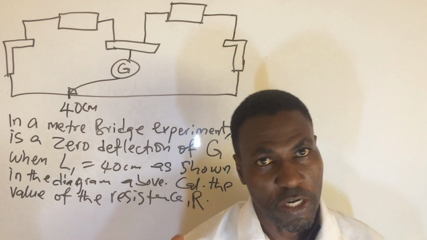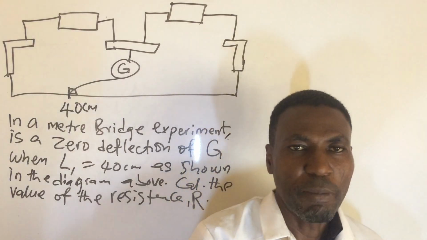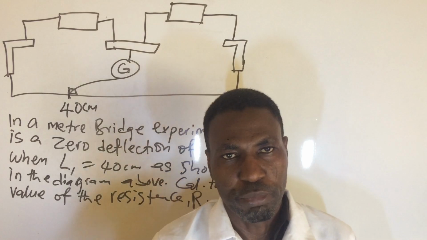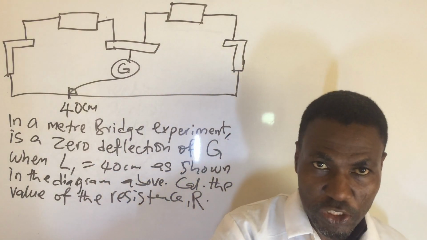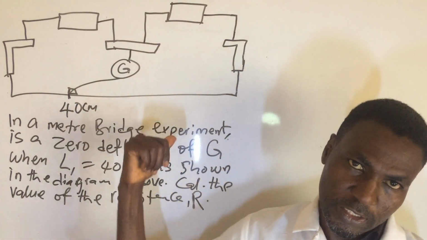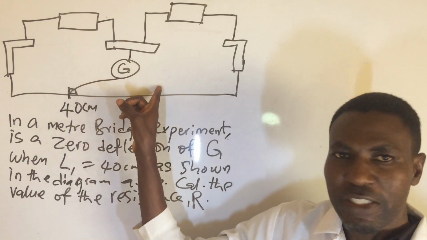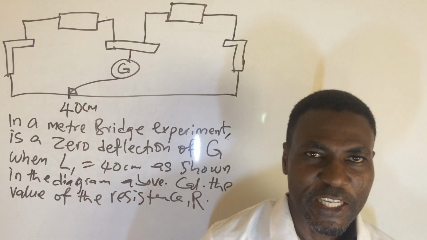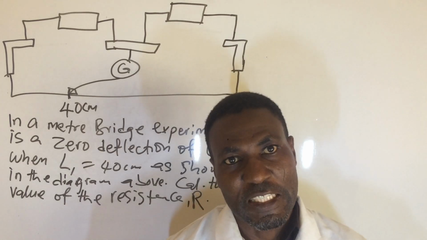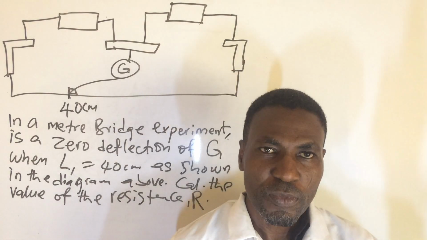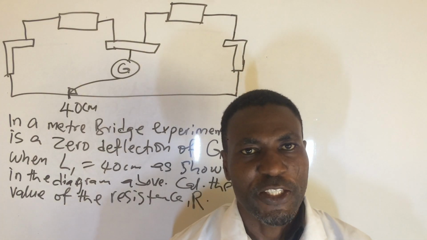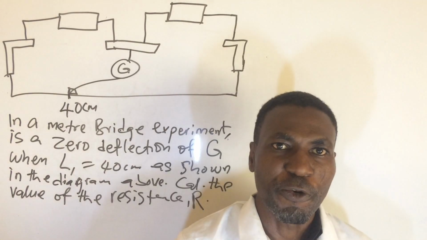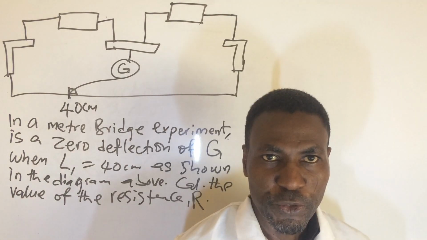Remember that the last question I solved, I mentioned two of them: the Wheatstone bridge and the meter bridge. The Wheatstone bridge is the theoretical form, while the meter bridge here is the practical form of the Wheatstone bridge. The last question I solved was on the Wheatstone bridge, but this one is a question from the meter bridge.